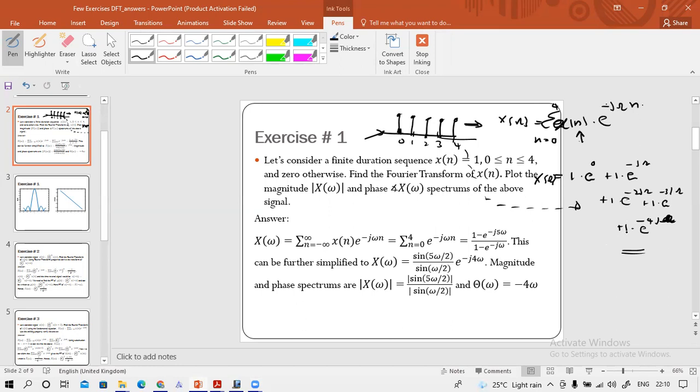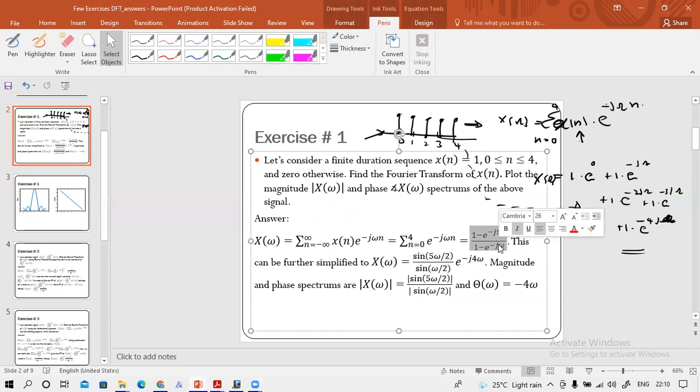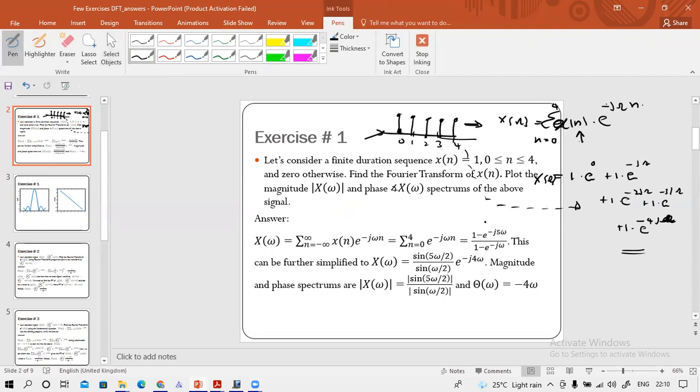It can be expressed in another way, but I think it is enough if you can write the sequence up to this level. I hope it is enough, you can get the full marks. But here we are asked to find the magnitude plot and phase plot.